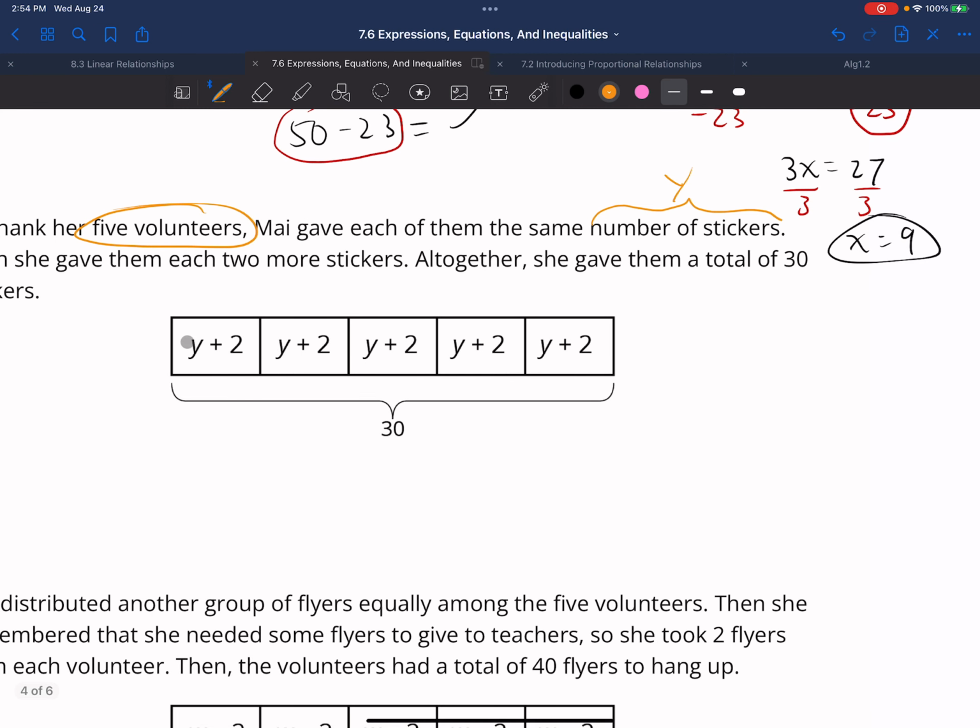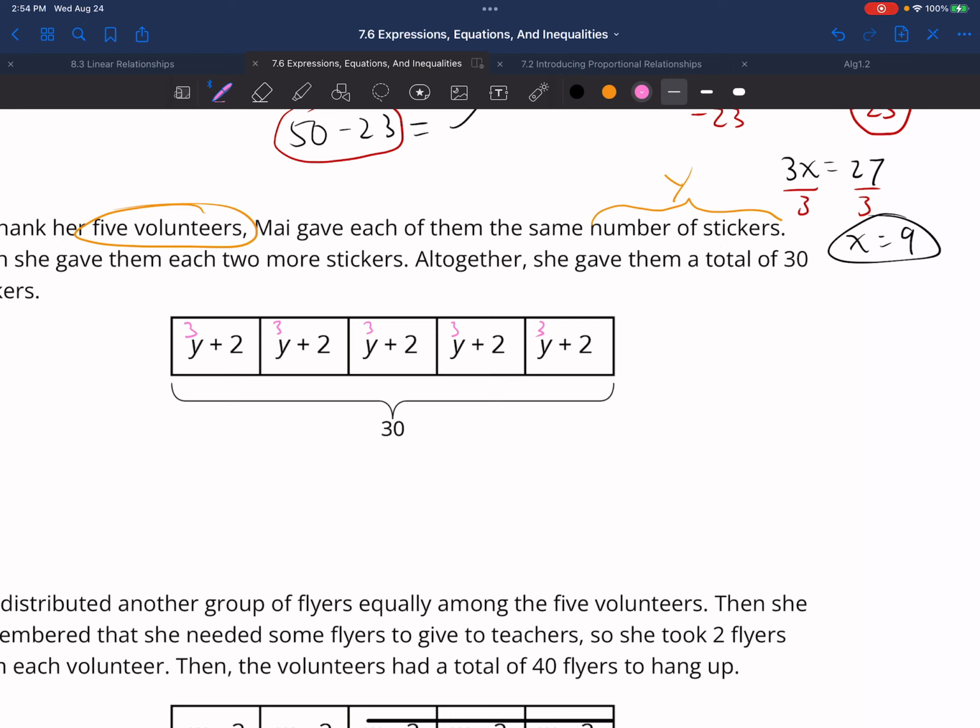So what number did you guys choose for Y? Anybody? Three, okay, let's try three. So I put three here: three, three, three, three, three. So three plus two is what, everyone? Five. Five plus five is? 10. Plus five is? Plus five is? 25. Does that work? No, right? So three doesn't work.